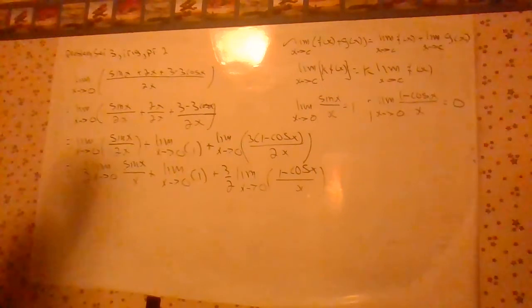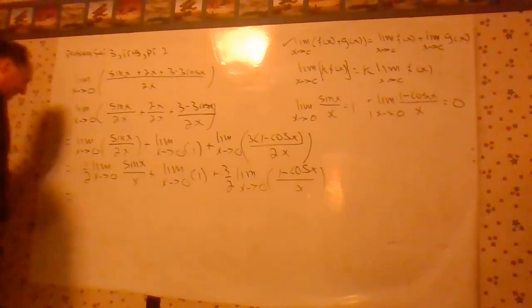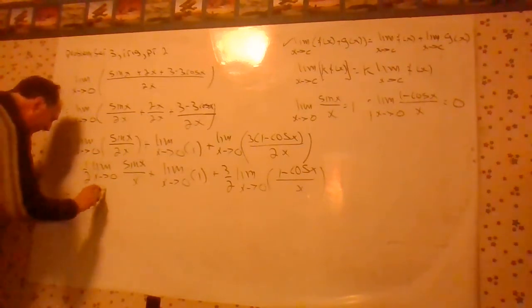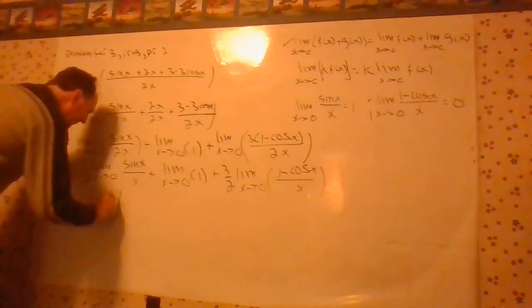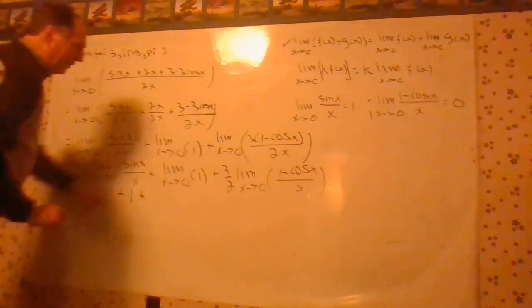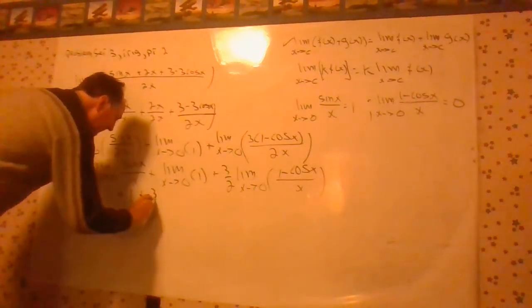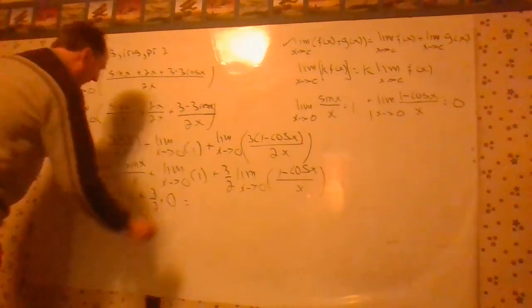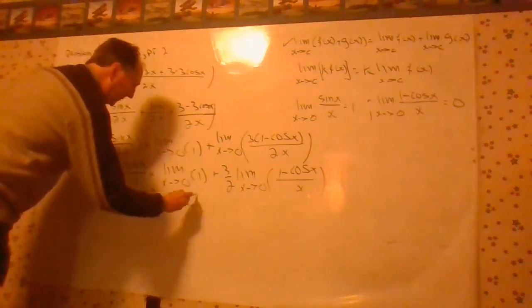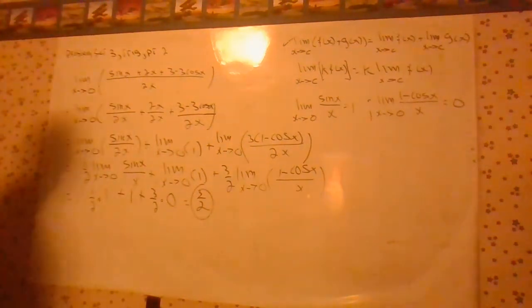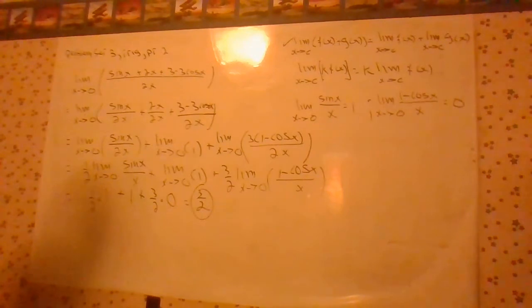And we have that. And that gives us 1/2 times 1 plus, that limit is just 1, plus 3 halves times 0. And altogether, that's a half plus 1, or 3 halves. That's our final answer. 3 halves, or 1.5.